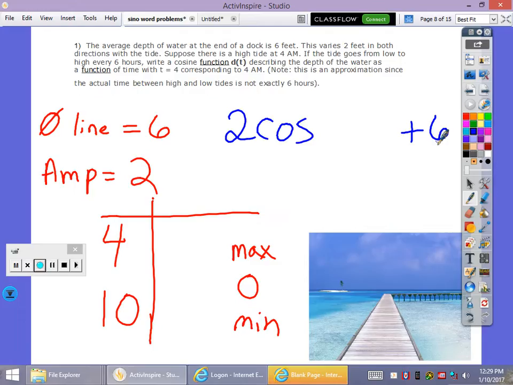So, did I start at time 0? No. How do I reflect that? X minus 4. Okay, how much of a cycle is here? How much of a cycle is this? Half a cycle, which is pi. How long did it take me? 6 hours. Done.